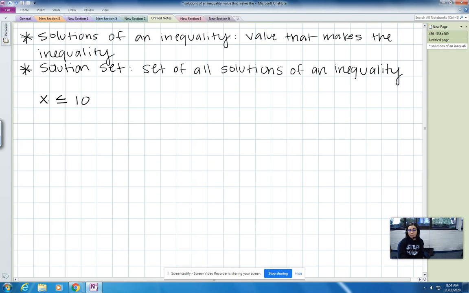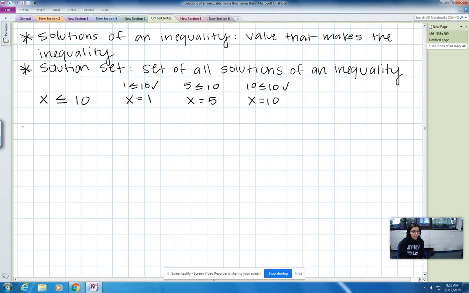That means that x can be any value that is less than 10 or is equal to 10. So there are tons of different numbers that would work. X could be 1 because, yes, 1 is less than or equal to 10. X could be 5 because, yes, again, 5 is still less than or equal to 10. X could be 10 because 10 is less than or equal to 10. So we can see that there are multiple values that make our equation true.